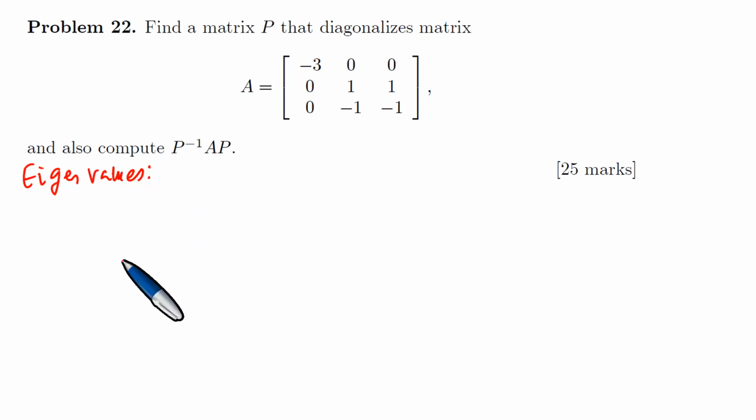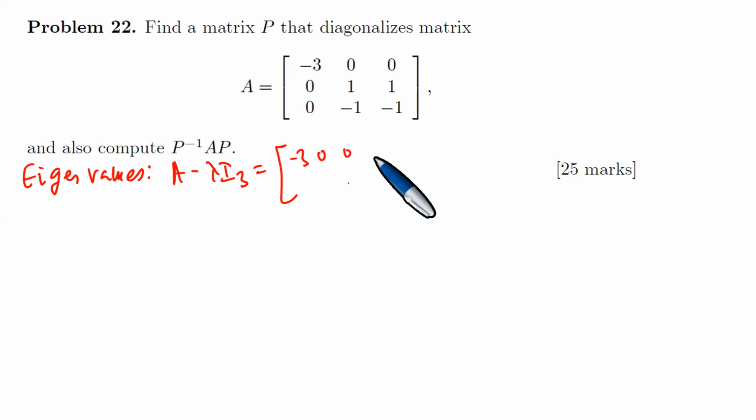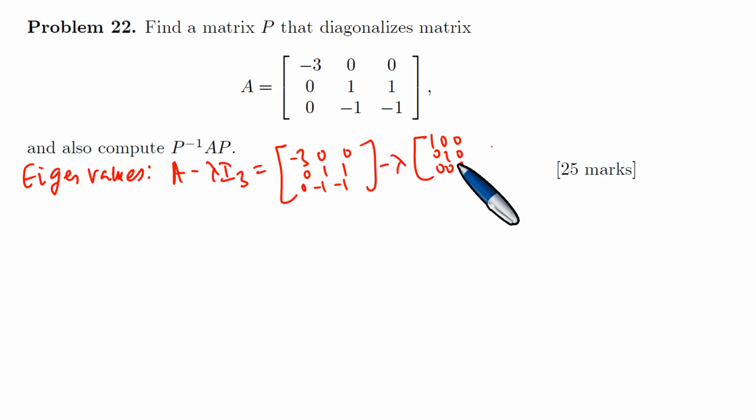Right, so how do we find the eigenvalues? Well, there are many ways to find the eigenvalues. To find the eigenvalues, you can consider the matrix A minus lambda I, in this case I3. So that would be A, which is minus 3, 0, 0, 0, 1, 1, 0, minus 1, minus 1. And then you put lambda times 1, 0, 0, 0, 1, 0, 0, 0, 1.